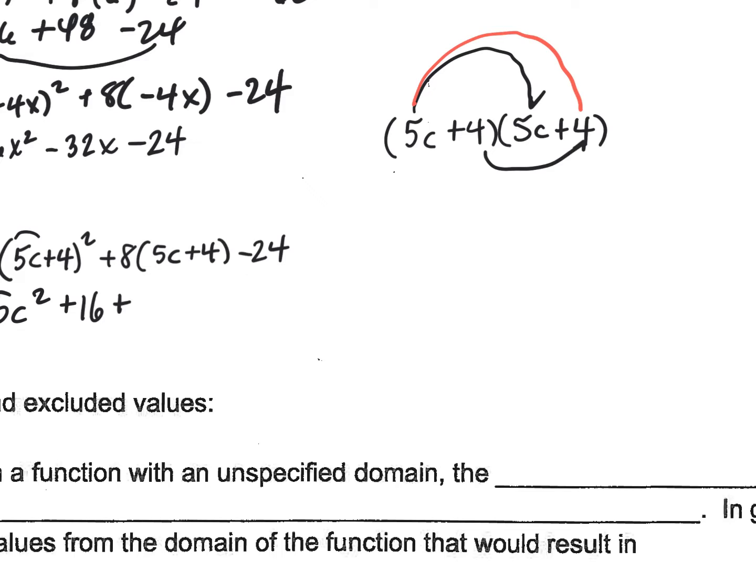Outer, inner. I want you to look at that. What is that? Outer and inner are both what? 5c times 4. So it's like you took the first and last term and then doubled it. Get it? So what is 5c times 4? 20c, and then double that, you get what?